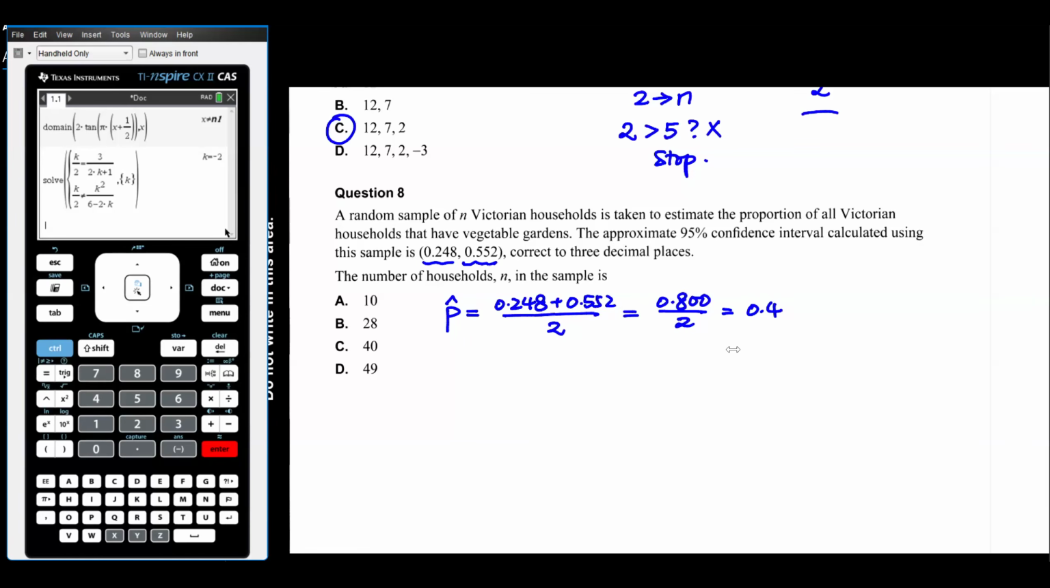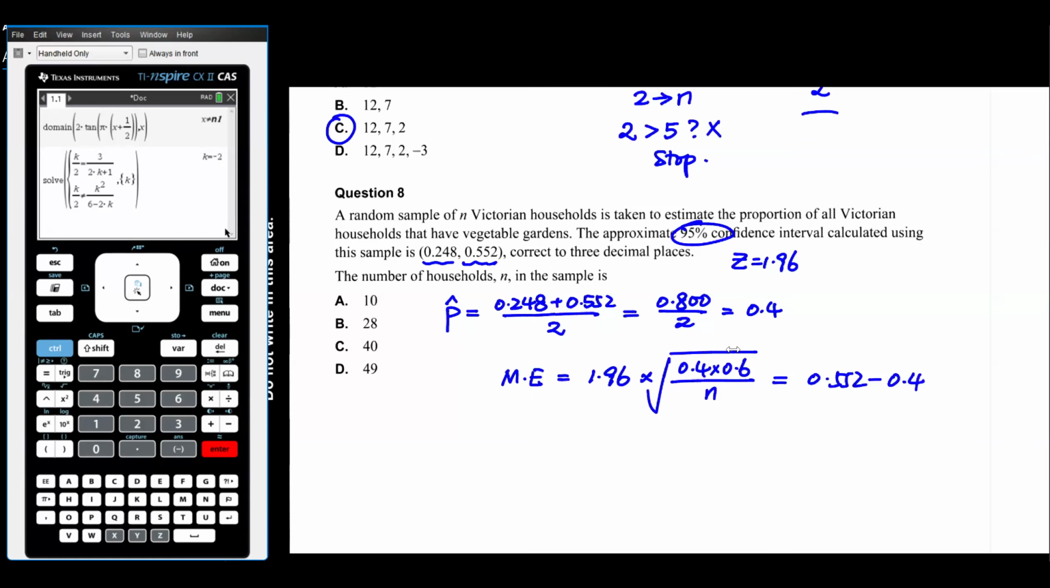So one possible method is you get the margin of error equals 1.96, because that's a 95% confidence interval, multiplied by the square root of 0.4 times 0.6, p hat times 1 minus p hat, divided by n. And then you get, let's say, 0.552 minus 0.4. And then you solve for the integer n value.